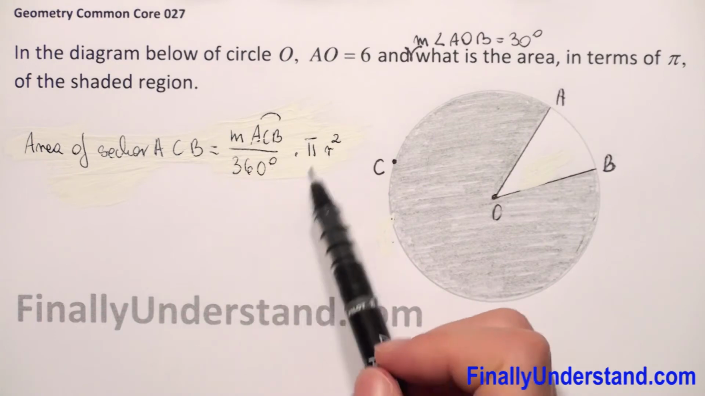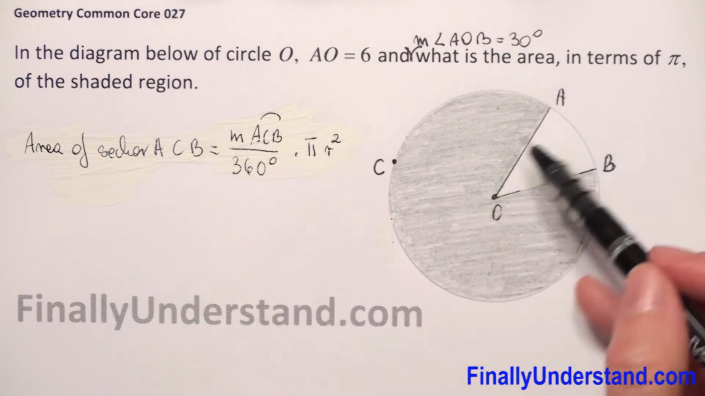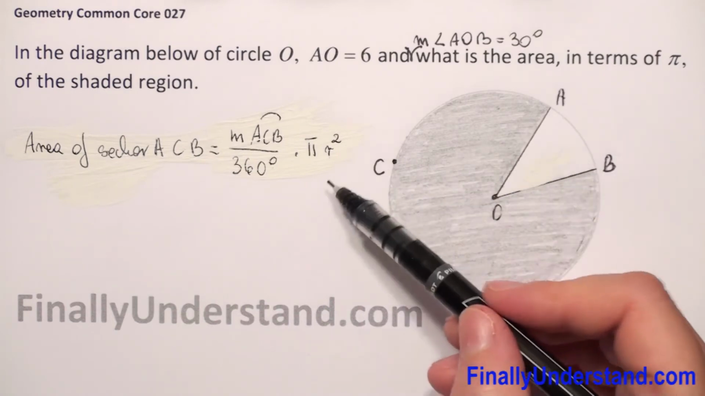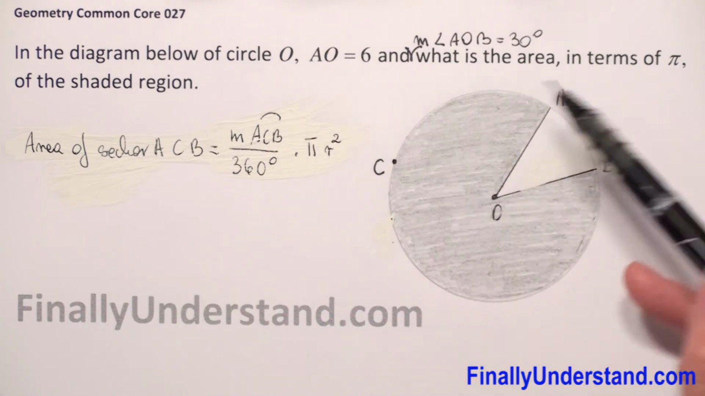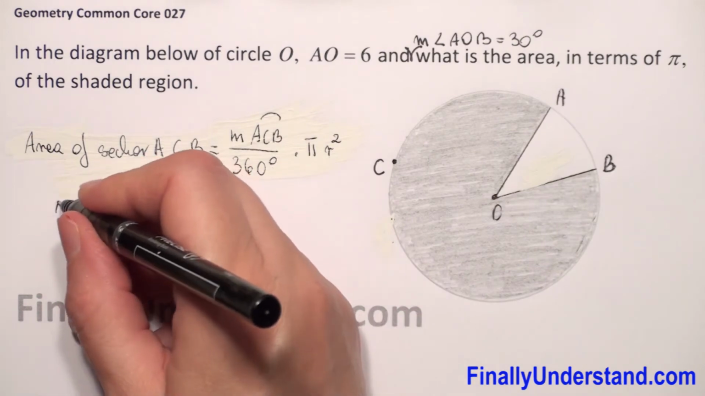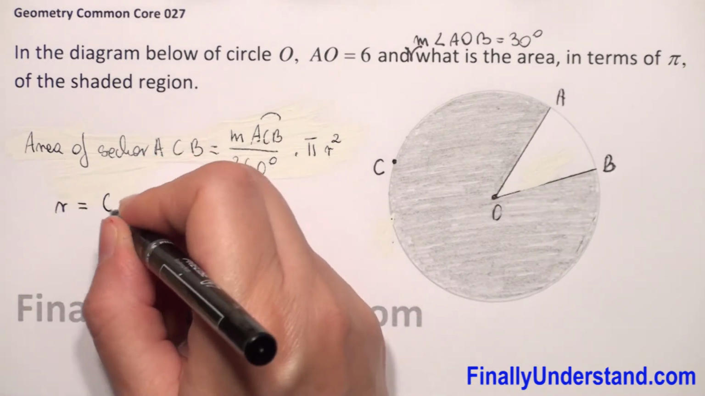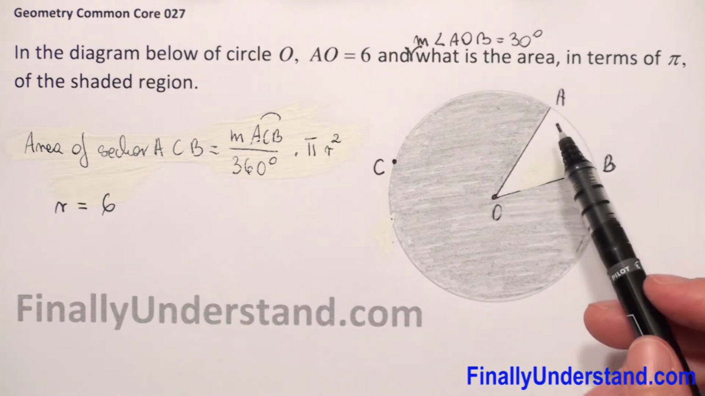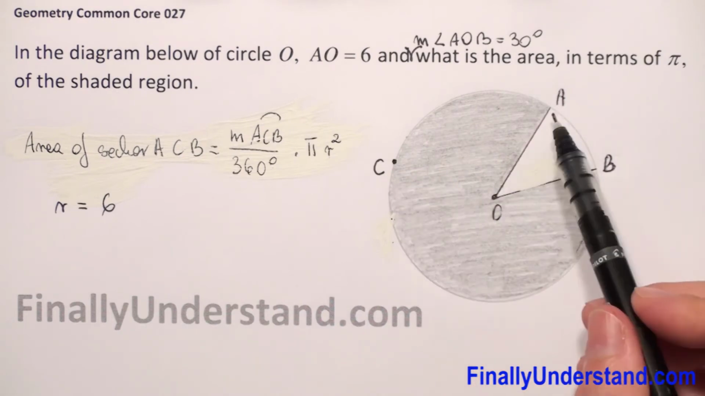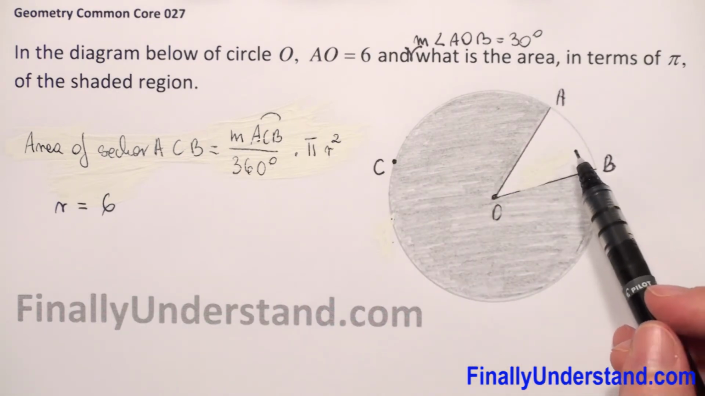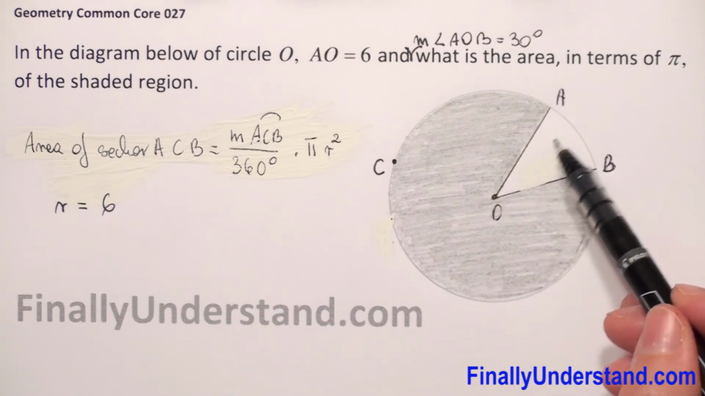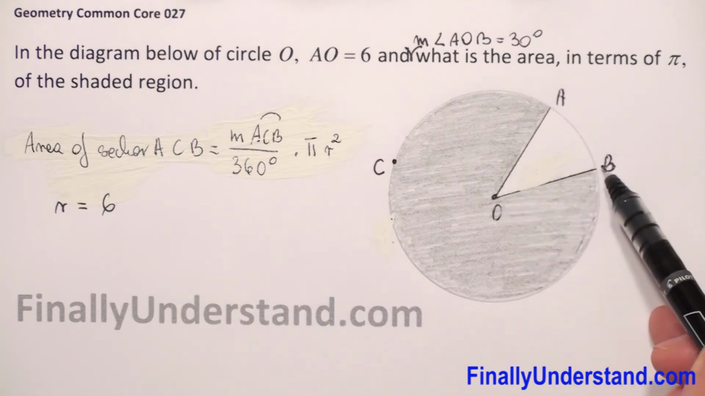In this formula we need r and the measure of this arc. R is given, because AO is 6 and AO is the radius of our circle, so we can write that r is 6. What else? To find the measure of arc ACB, we have to find the measure of this angle. We are given angle AOB.